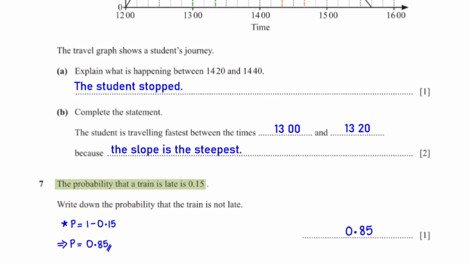The probability that a train is late is 0.15. Write down the probability that the train is not late. The sum of the probabilities that the train is late and the train is not late must add up to 1. So to get the probability that the train is not late, we subtract 0.15 from 1. This gives us 0.85.